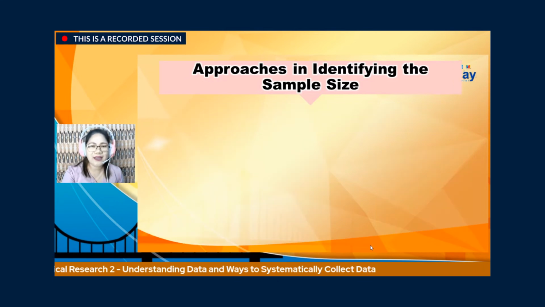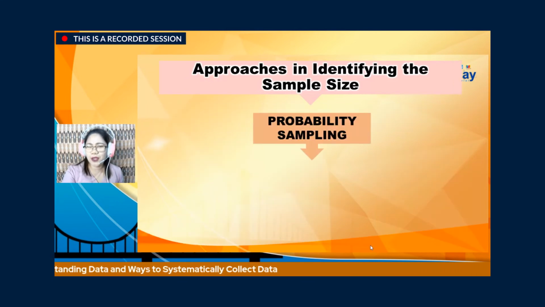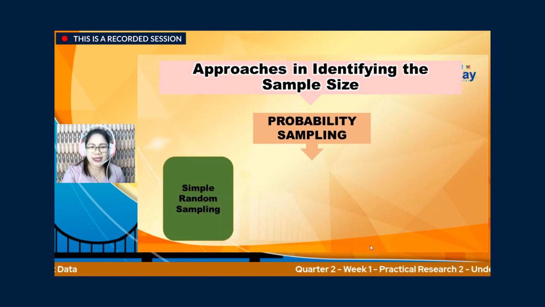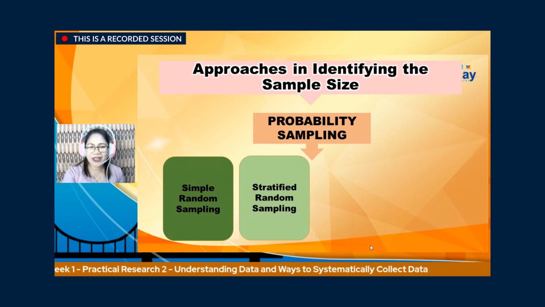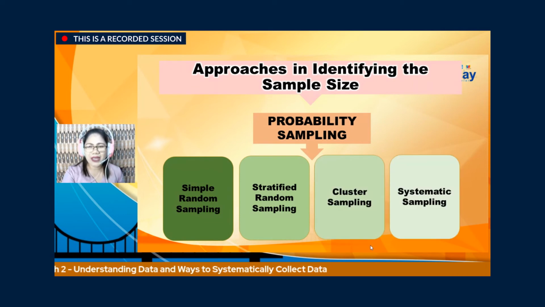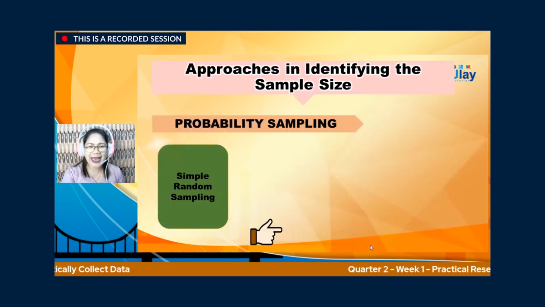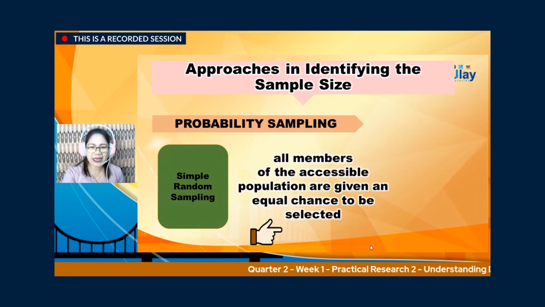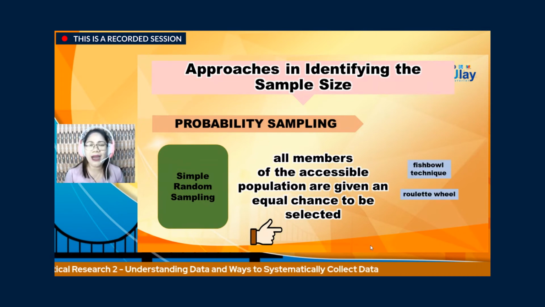Okay, so we also have what we call probability sampling. So ano nga ba yung probability sampling na yan? Nasa part na tayo ng statistics. So we have the simple random sampling, stratified random sampling, cluster sampling, and also we have the systematic sampling. So ano nga bang pinagkaiba ng apat na yan? So una, si simple random sampling, all members of the accessible population are given an equal chance to be selected. Or in short, pwede tayong gumamit nitong sample na mga pamamaraan kung paano tayo kukuha ng samples.